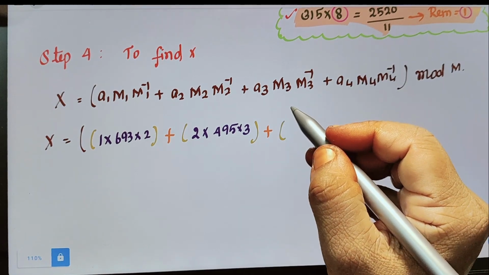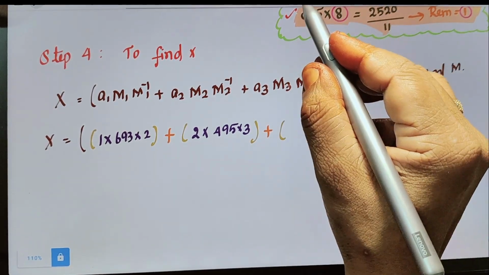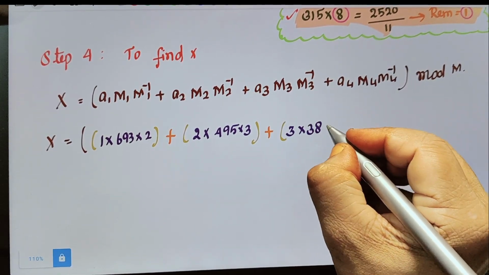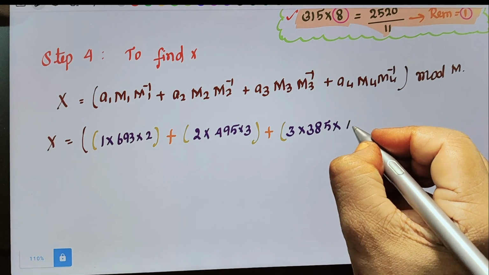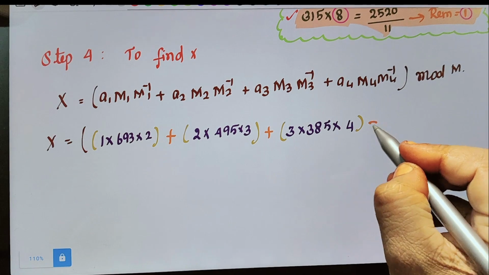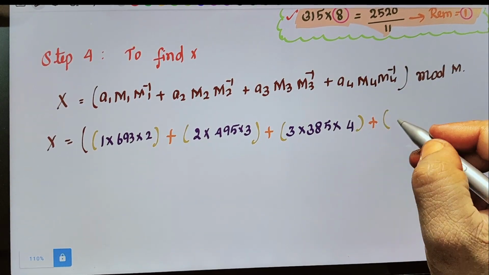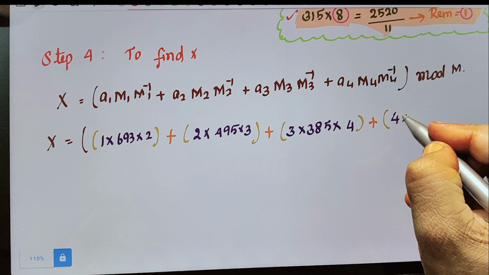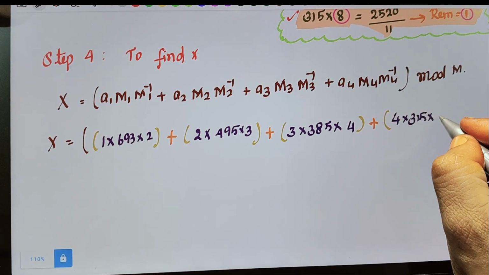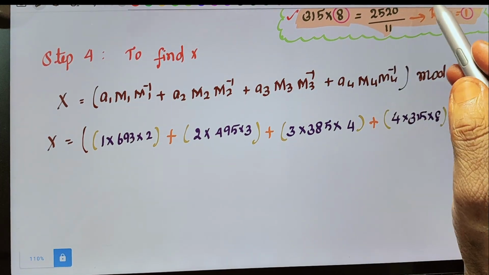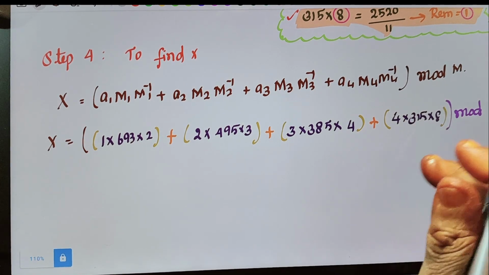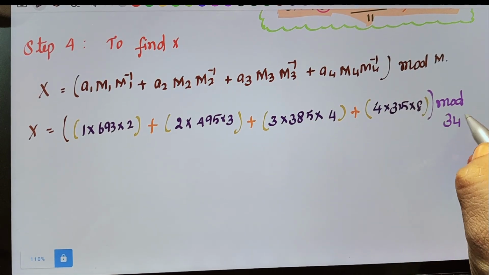Next, third A3 value is 3, right? Given to us: 3 into M3 value 385 and M3 inverse value 4. Then close the bracket. Then the last step. Then open the bracket for the A4 value. Here the number is 4 and M4 value 315 and M4 inverse value 8. Then close the bracket. The entire value mod capital M. Capital M here is 3465, 3465.